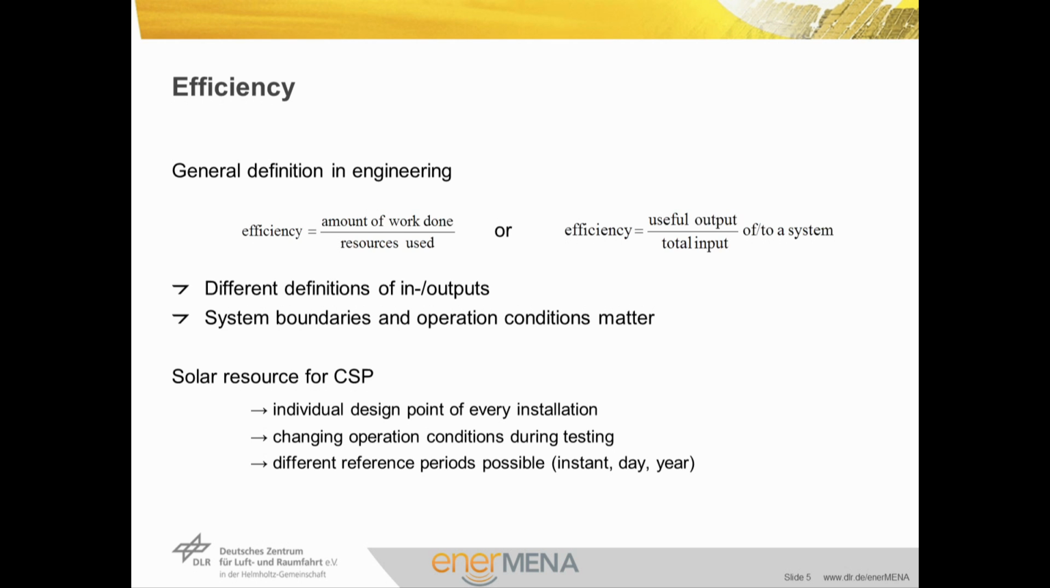Potential differences in these assumptions and conditions may largely influence the actual value of the resulting efficiency. Thus, conventions for calculation are to be followed and assumptions stated clearly. This assures the usefulness of efficiency values. In the context of concentrating technologies, the solar resource is the crucial factor for efficiency considerations. Variations in irradiance cause changing operation conditions during testing. Every installation has an individual design point. Furthermore, different reference periods, like instances, days, or years, are possible.